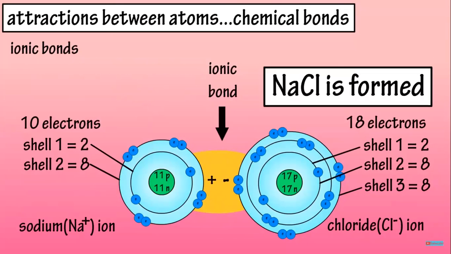This is an ionic bond. So, ionic bonding is when an electron transfer takes place and generates two oppositely charged ions.